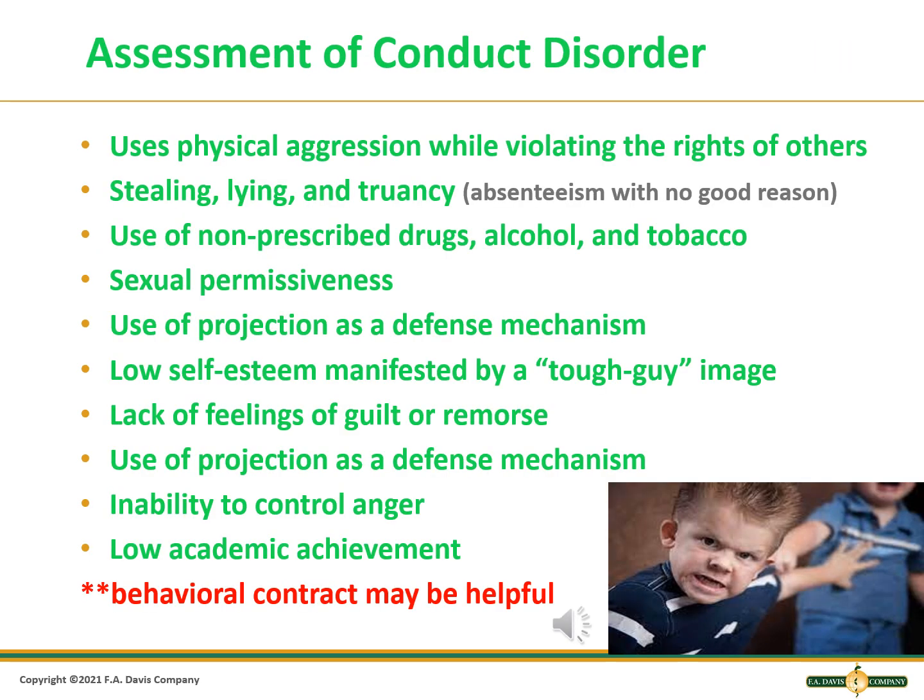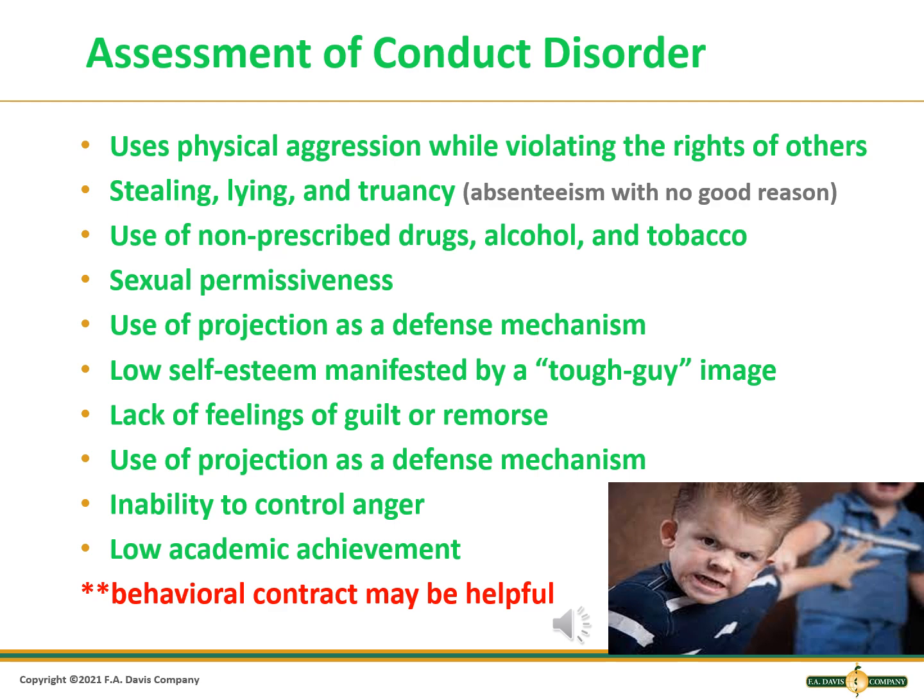The classic characteristic of conduct disorder is the use of physical aggression in the violation of the rights of others. The behavior pattern manifests itself in virtually all areas of the child's life: home, school, with peers, and in the community. Stealing, lying, and truancy are common problems. The child lacks feelings of guilt or remorse. The use of tobacco, liquor, or non-prescribed drugs, as well as participation in sexual activities, occurs earlier than the expected age for the peer group.